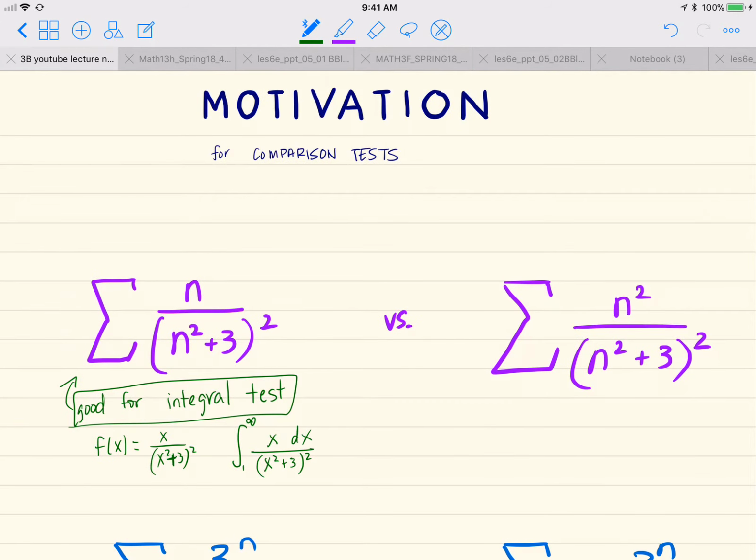The second series, not so good. Even though these series only differ by a factor of n, and are very, very close to each other and very similar, the first one is good for the integral test. The second one is not so good.